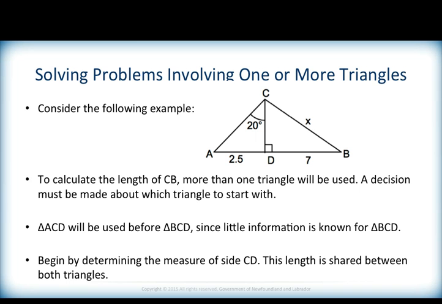Sometimes when we look at a question where there are two triangles joined together, it is a great idea to first begin by finding the measure of the side that is shared between the two triangles. So if we look at our question here, C to D is a shared side, so it would be a great idea to find that first. Then you would have a little more information for triangle BCD as well as ACD.